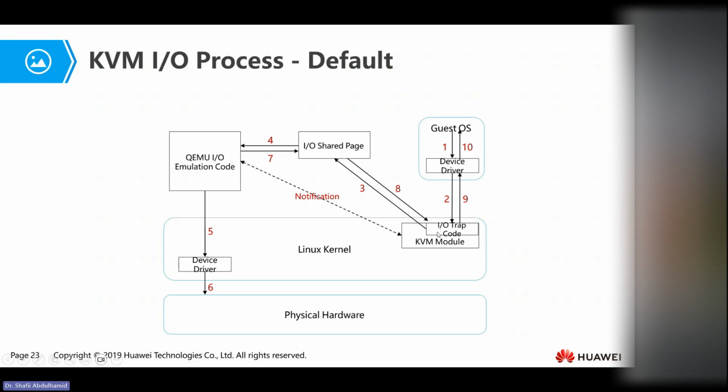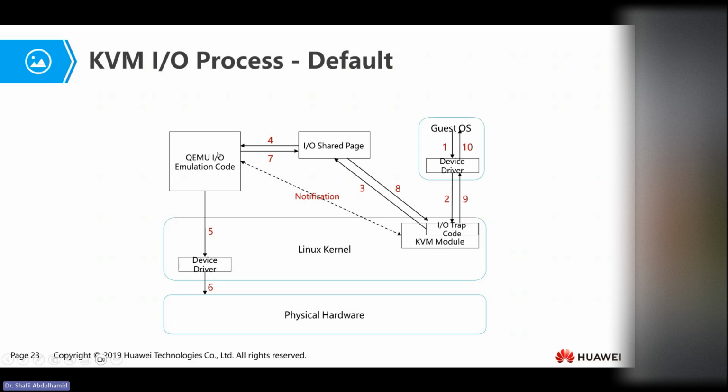Okay, so the moment the input-output trap code sends the instruction to the shared page, it needs to notify the KMO. So this is the notification. That's step 3. Trap code sends the instruction to the shared page, and at the same time sends a notification to the KMO, telling KMO that I have sent the instruction to the shared page. Can you please pick it? So the KMO will simply request the information from the shared page. So the instruction will simply go to the KMO.